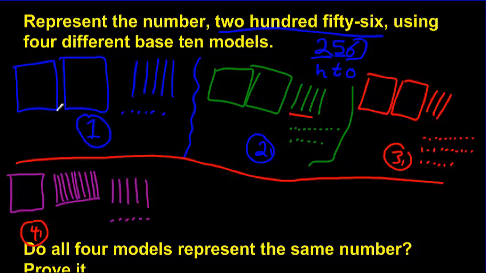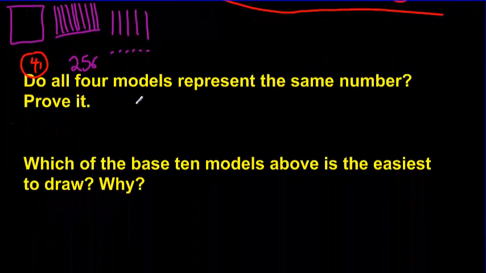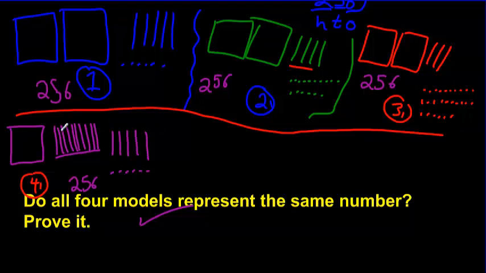So now all of these diagrams retain the value 256. All of these show 256. This is 256. This is 256. This one is 256, and so is that one. But slightly different diagrams. So yes, they do. Prove it. Well, to prove it, you're going to have to just count them all.